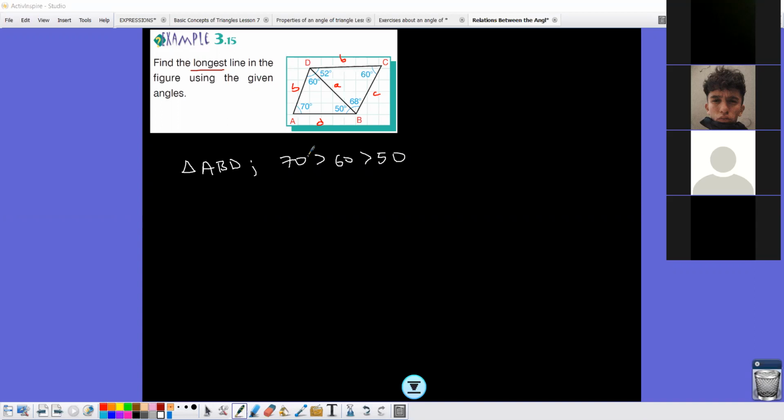Now I will write the sides in the same order. So opposite of 70, we have A. A will be greater than, opposite of 60, we have D. D. And opposite of 50, we have B. B. So in the triangle ABD, A is the longest one. Now let's check in the triangle DBC. I couldn't write DBC, okay. Now, which one is the biggest angle here?